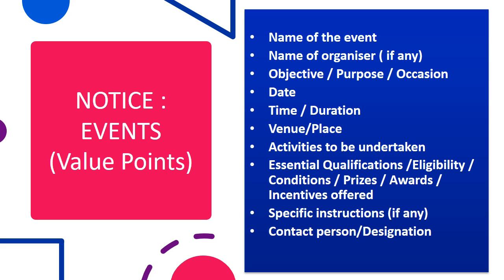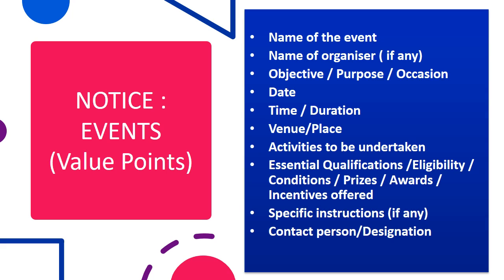Now students, these are some value points for writing notice regarding events. So what are the points that we must keep in our mind? Number 1 is name of the event. And then name of the organizer, if any. Then you must specify the objective or purpose or occasion of writing the notice, date on which that event is going to take place, then time or duration, venue or place, activities to be undertaken.